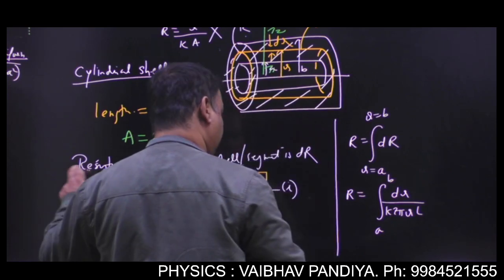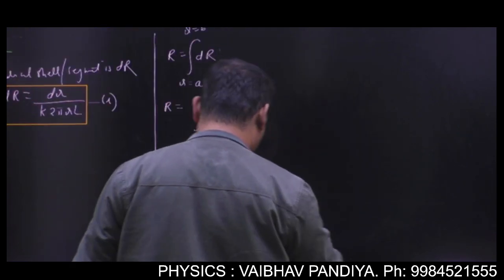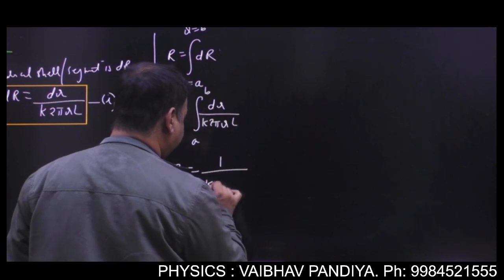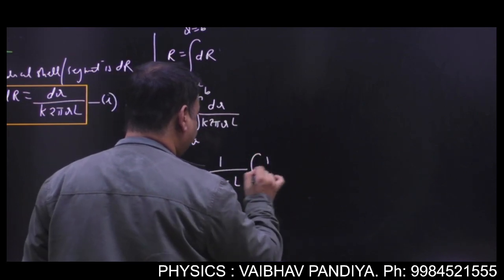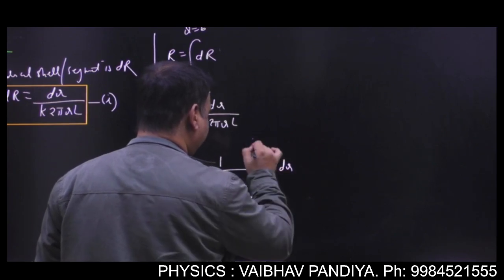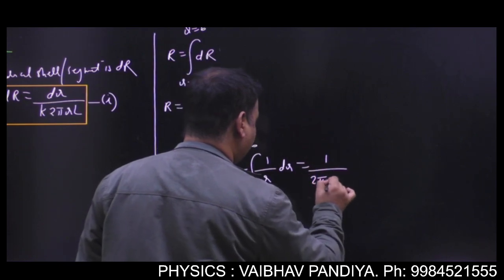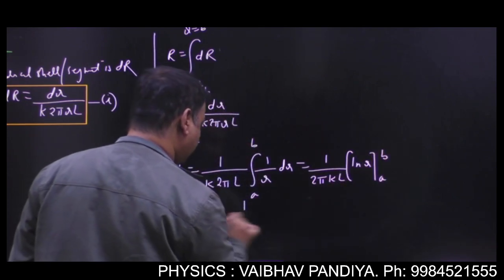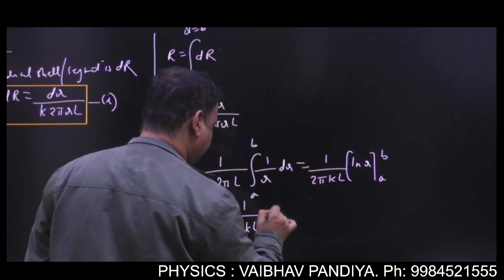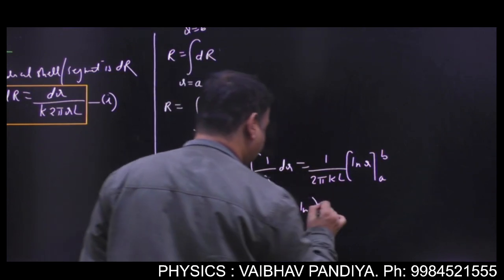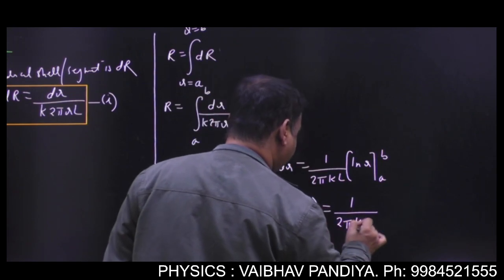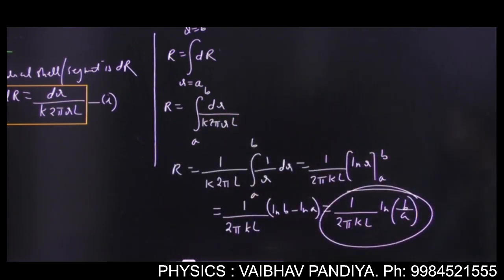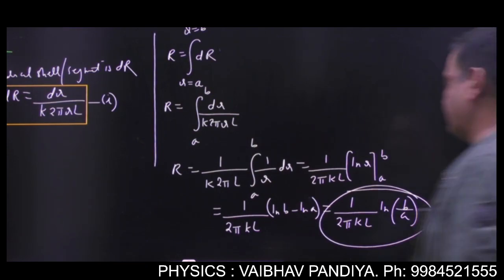Okay. So R will come to be K, conductivity is constant, 2 pi is constant, L is constant. What is left is 1 by R dr from A to B. So I'll get 1 by 2 pi KL ln R within the limit A to B. So we'll get 1 by 2 pi KL (ln B minus ln A). Apply the property of log. So we'll get 1 by 2 pi KL ln B by A. So this is the answer. This is the resistance of the cylinder between the inner and outer surfaces. Got it?